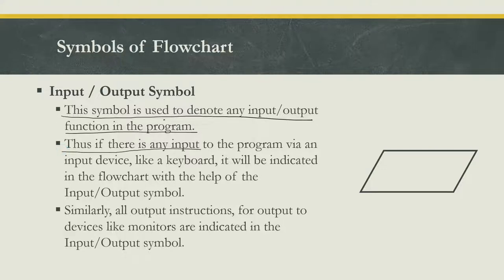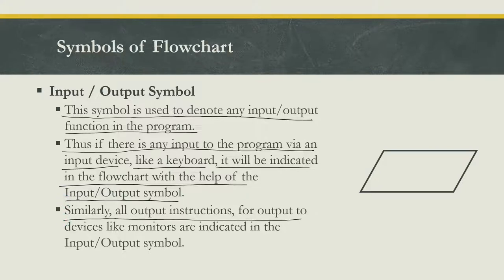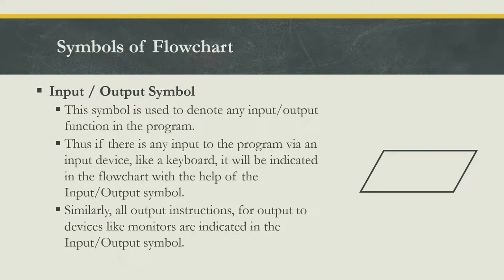Thus, if there is any input to the program via an input device like a keyboard, it will be indicated in the flowchart with the help of the input output symbol. Similarly, all output instructions for output devices like monitors are indicated in the input output symbol. I hope you are clear about the input output symbol.